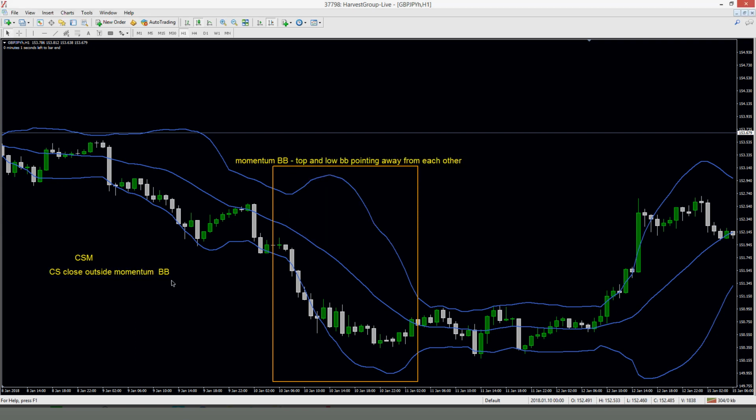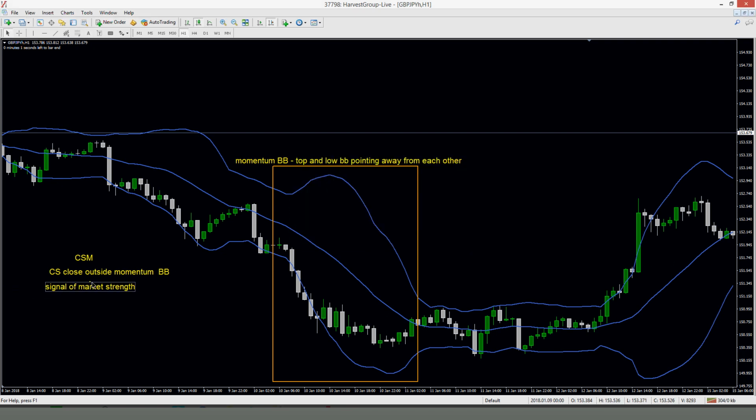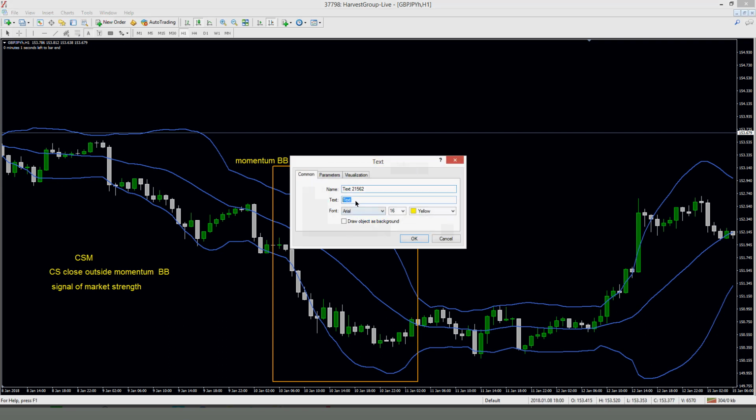What other things do we know about candlestick momentum? A candlestick momentum is a signal of market strength. And another thing that we have to know as a BBMA trader that is very important for us is that every first CSM will create a re-entry.